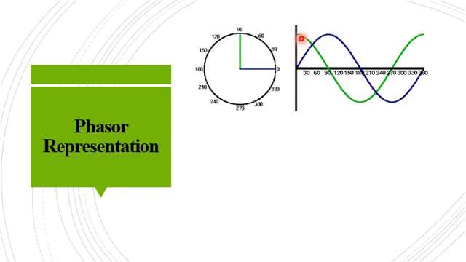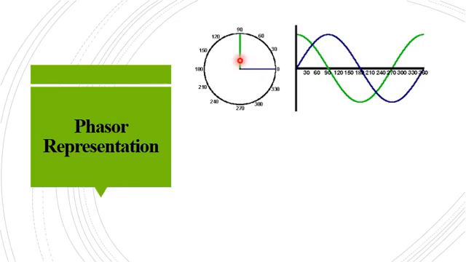Then at that time the green wave has already covered 90 degrees. So the green wave is rotated through 90 degrees. And the projection of the green wave on the y-axis, that is this height, that is the length of your phasor. So this will be the phasor representing the green wave. Here we can see that usually the phasors rotate in the anti-clockwise direction.